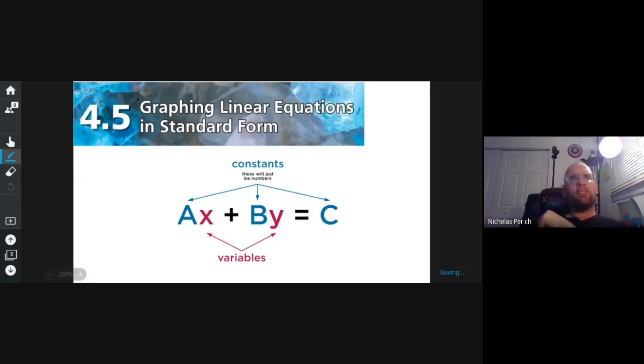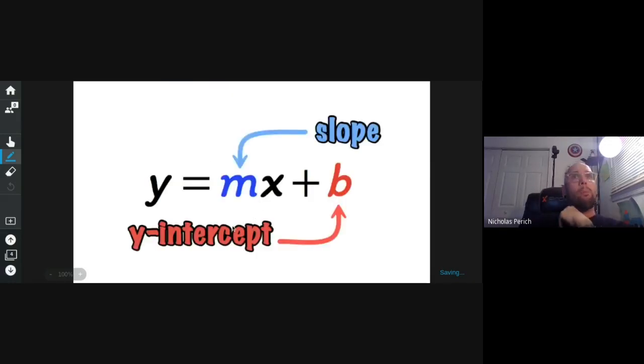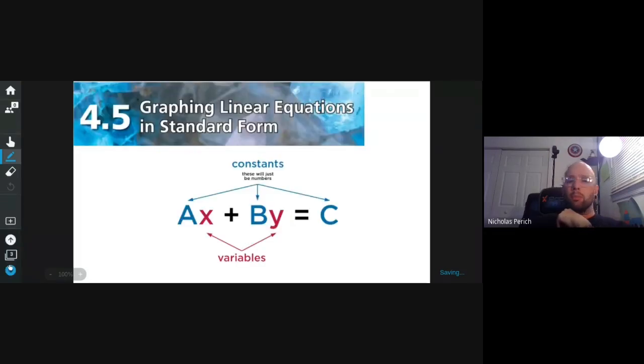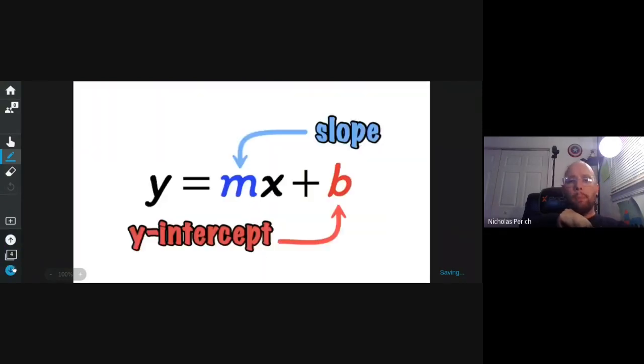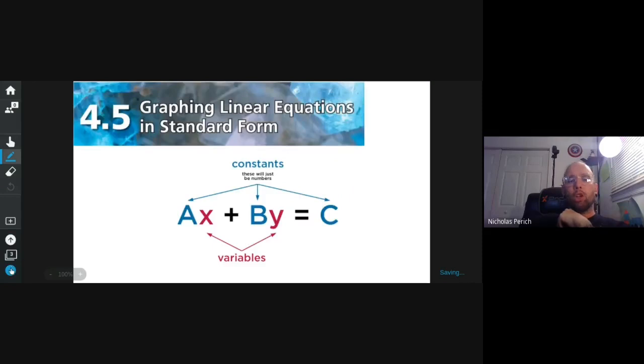So what if I'm asked to graph when things are looking crazy? I mean, it's supposed to look like this. Not this. That's bad. That's good.